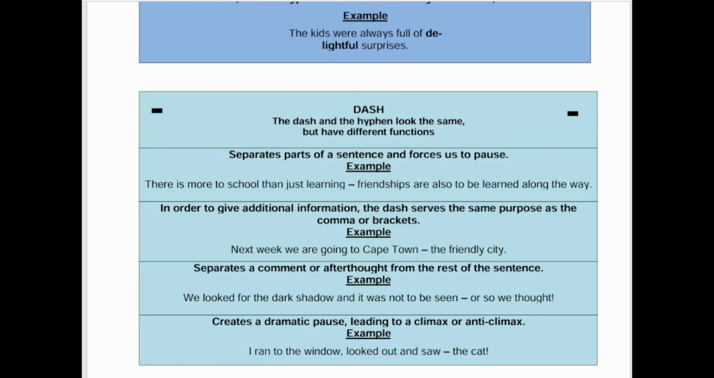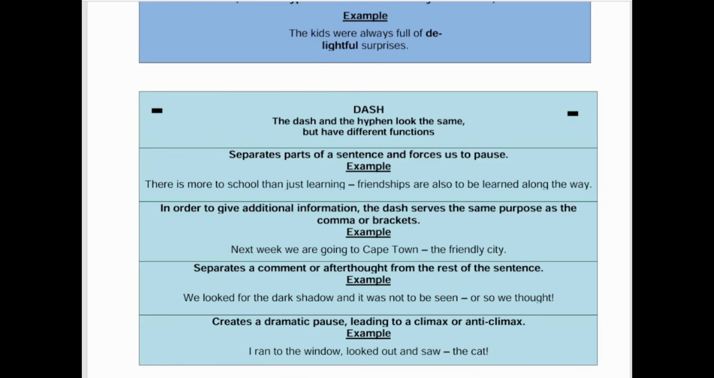Example: there's more to school than just learning — friendship is also to be learned along the way. So you can see from that example, the parts of that sentence have been separated and we have paused for a while. There's more to school than just learning — friendship is also to be learned along the way.